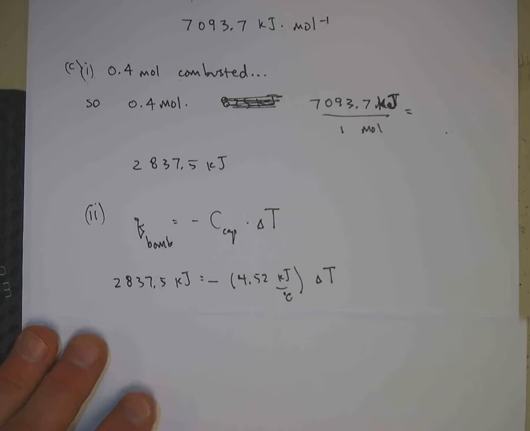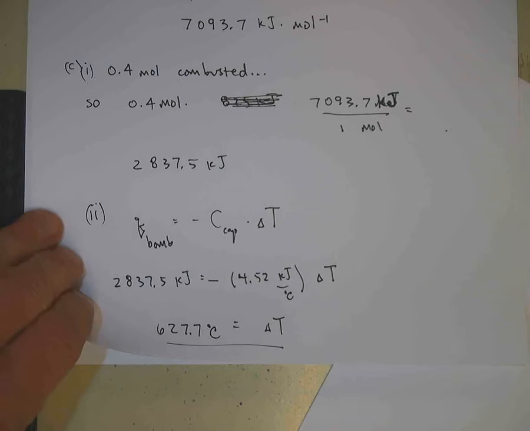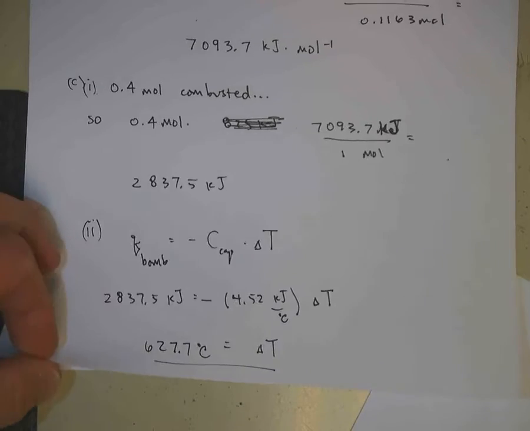Plug and chug for this one, divide by 4.52, and you end up with a 627 degrees Celsius temperature change. It could also be in Kelvin. That would be absolutely fine as well.